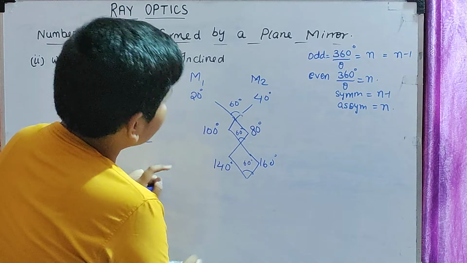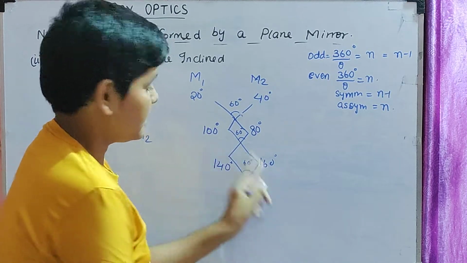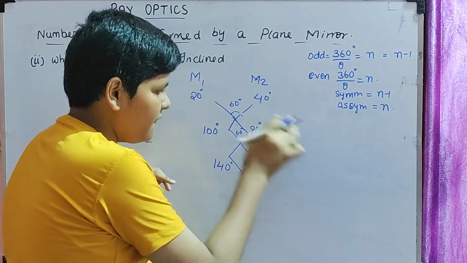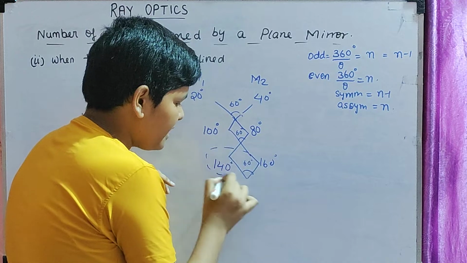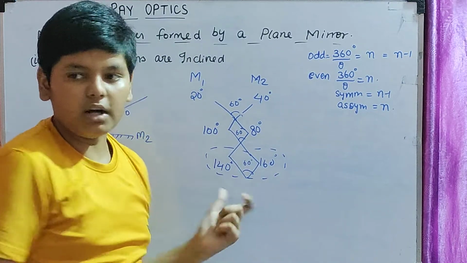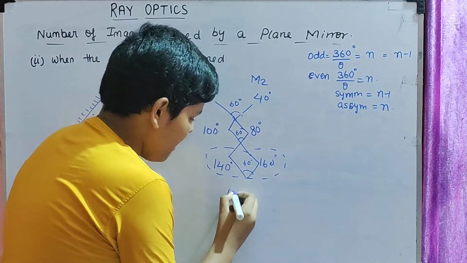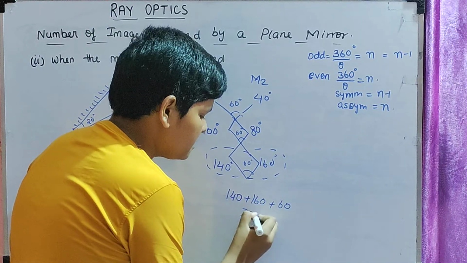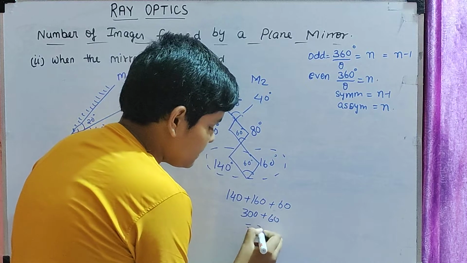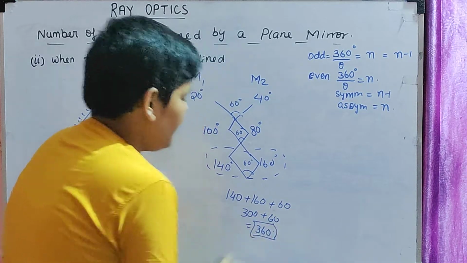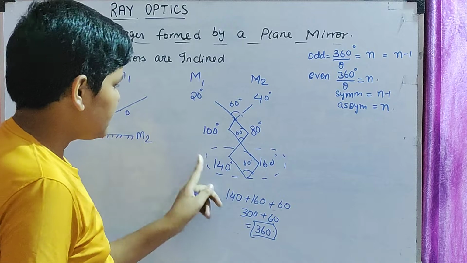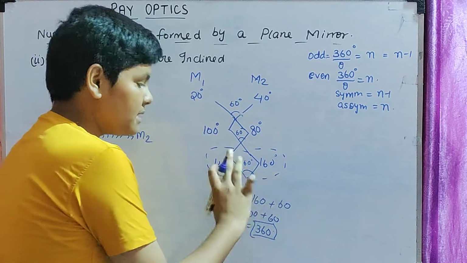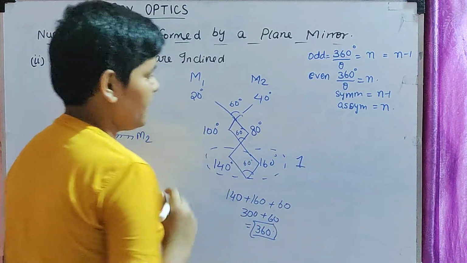So what is the number of images? 1, 2, 3, 4, 5, 6. 6? No, it is wrong. Because when we are doing it like this, if we get a set like this, what does this set represent? Here we have 140, 160, 60, which is equal to 300 plus 60, which is equal to 360. When you are doing like this, and you get the sum of these three to be 360, you will not take two separately. Instead of that, you will take only one.